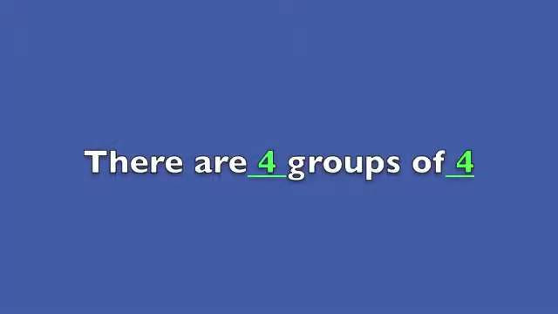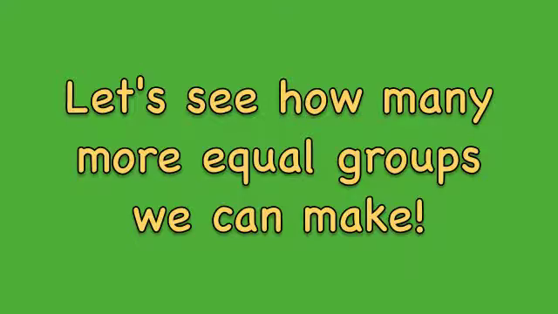So now we've got 16 pieces of candy that are in 4 equal groups. We read this as there are 4 groups of 4. Let's see how many more equal groups we can make. We did 2, we did 3, we now have done 4. Let's see if 5 will work.